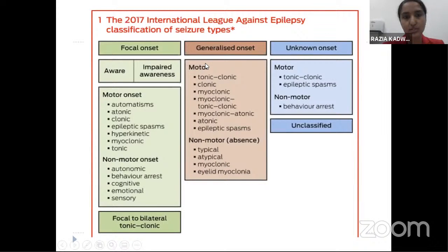One is with motor symptoms and those with non-motor symptoms. So the motor generalized onset seizures are tonic-clonic, myoclonic, or atonic seizures, and absence seizures come under the category of non-motor generalized onset seizures. So when we know we are dealing with a generalized onset seizure and this patient has absence seizures.